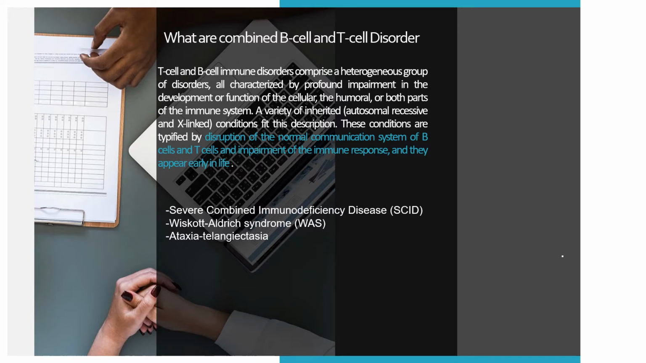The most common combined B cell and T cell disorders are ataxia-telangiectasia, severe combined immunodeficiency diseases, and Wiskott-Aldrich syndrome. First, let's discuss severe combined immunodeficiency disease, or SCID. I prepared a video about it on the next slide, so please watch it so that you can understand its process, treatment, and complications.